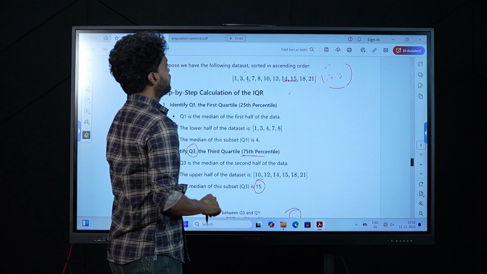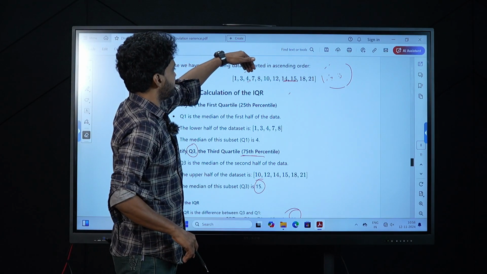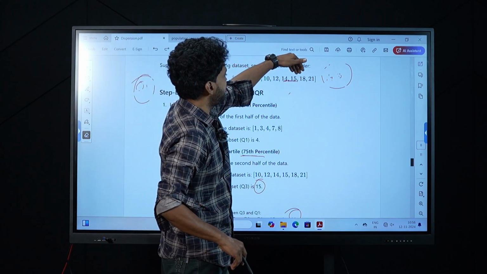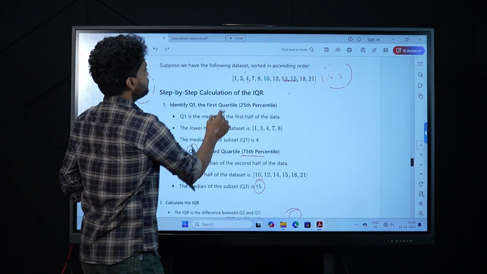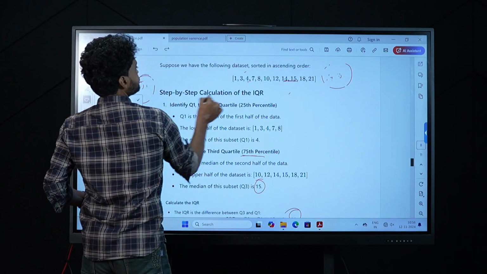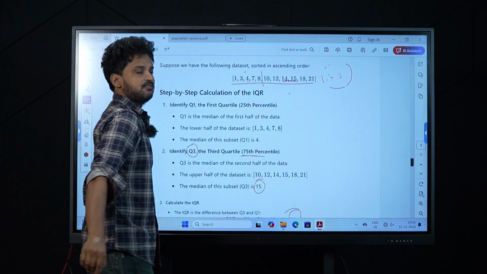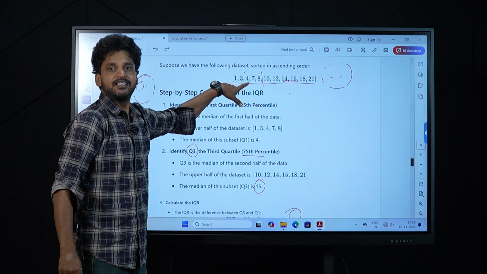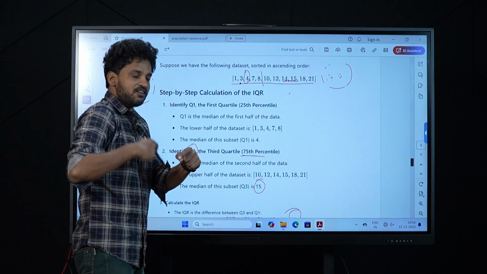Have a look at this data set: 1, 3, 4, 7, 8, 10, 12, 14, 15, 18, 21. The total data set will be clustered into two halves. One is 1, 3, 4, 7, 8, which is the first half. 10, 12, 14, 15, 18, 21 is the second half. Take the first half, take the mean. What is the mean of the first half? Mean of the first half is 4. What is the mean of the second half?